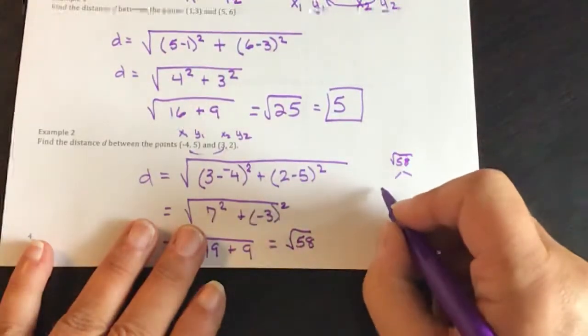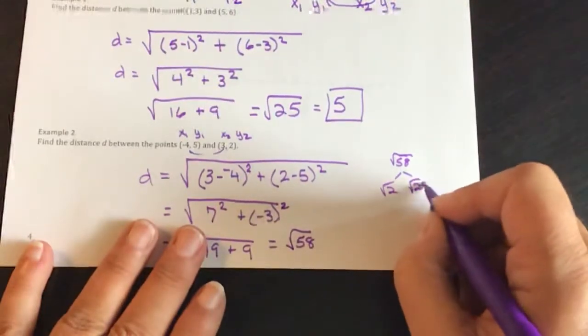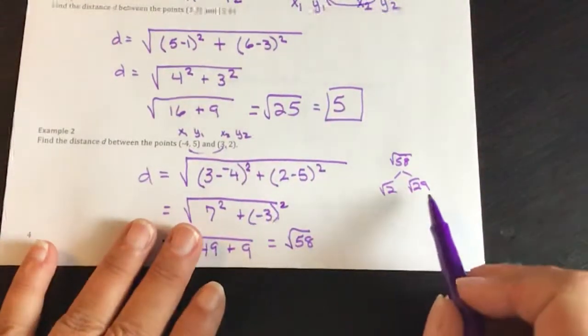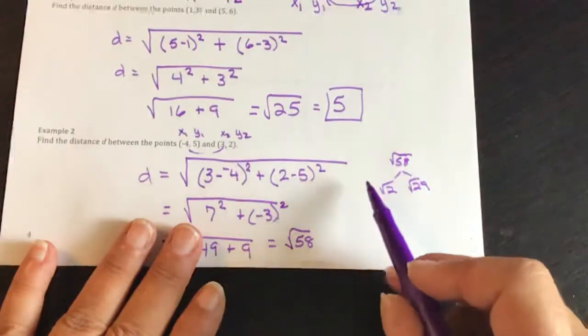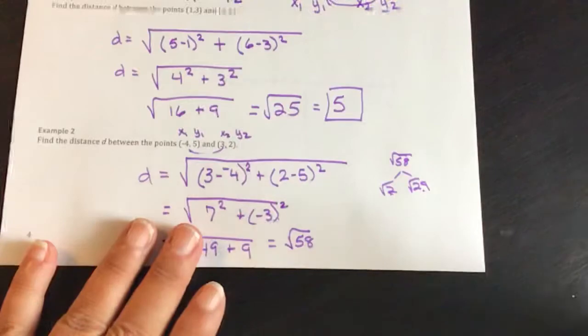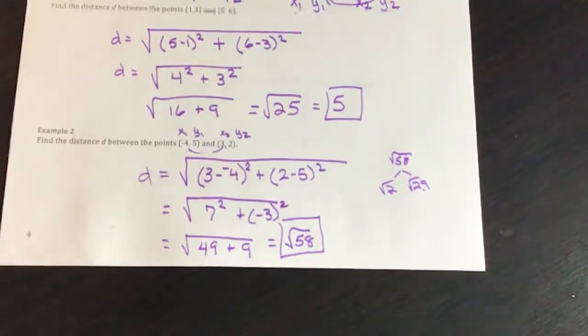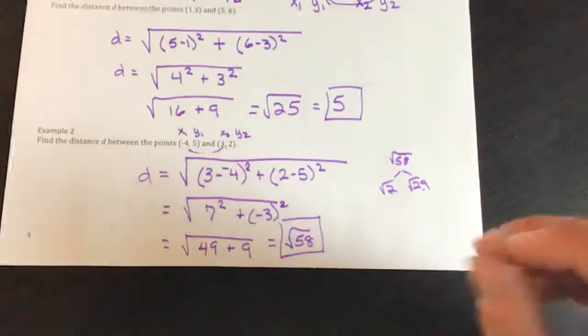Factors that go into 58 are 2 and 29. Neither one of these are perfect squares, so I can't simplify this any further. And in here, I just have prime numbers. So the square root of 58 is our answer in simplest form. Okay.